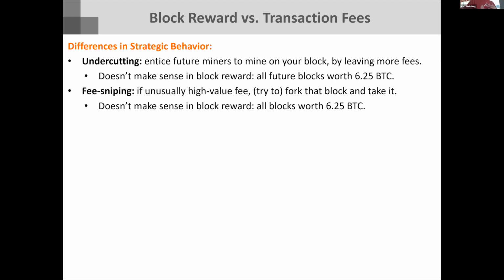Yeah. Does fee sniping make sense if there's also subsidy? Because you have a whole much work, right? And you see a block that I've created and I have more fees for it.